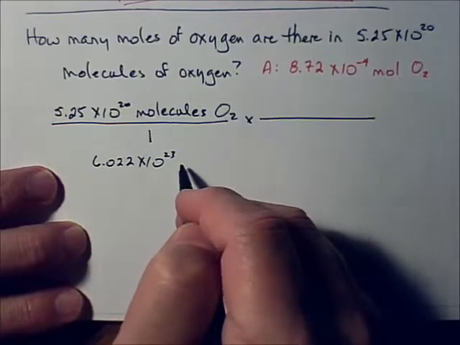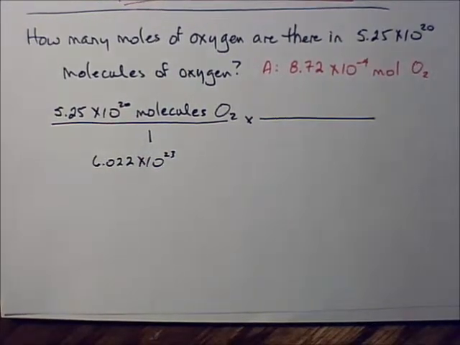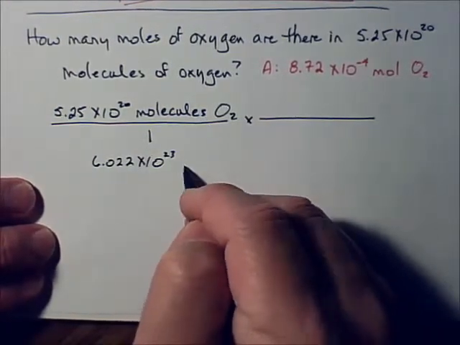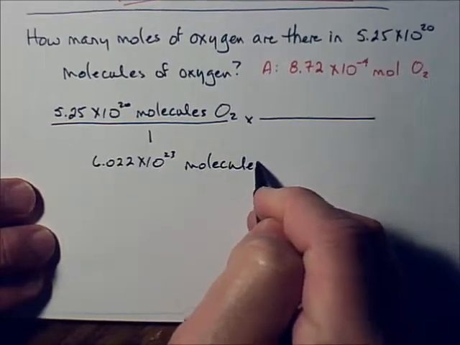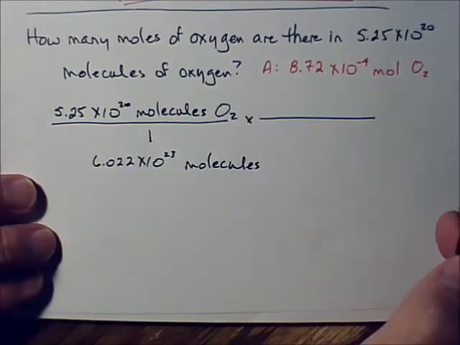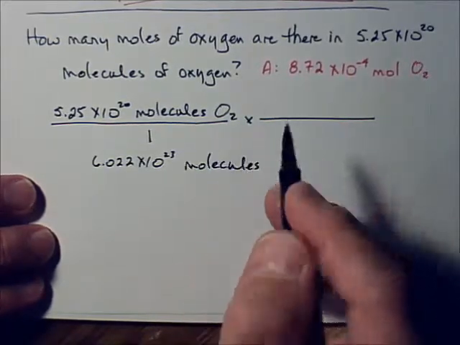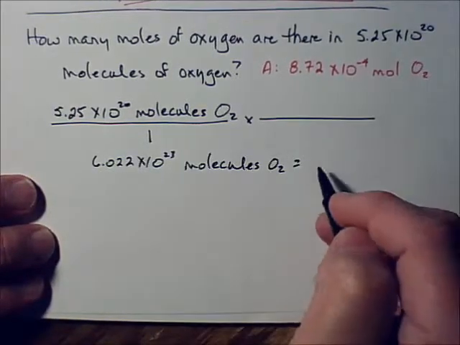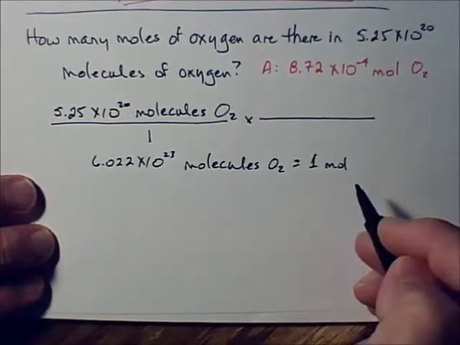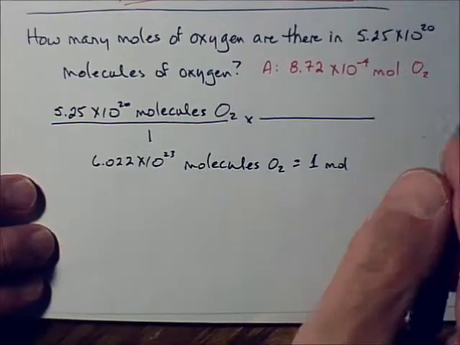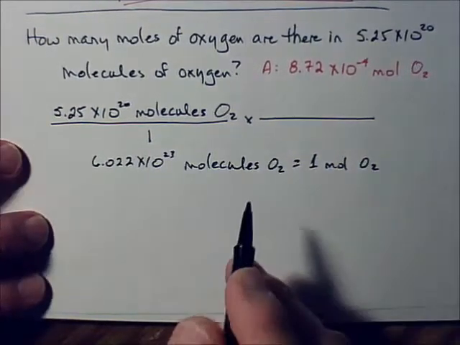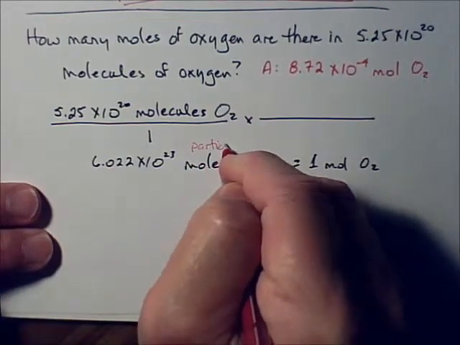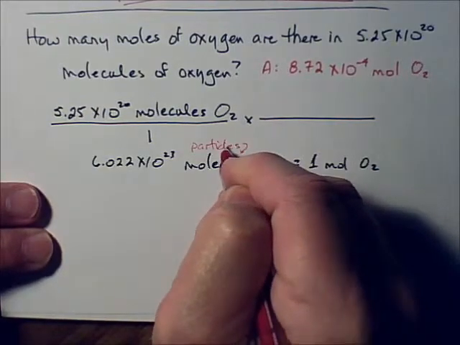Of what? Particles of something, right? What are the particles here? The particles are molecules. What is the thing? Oxygen, O2. Alright, equals what? 1 mole of that thing, which is O2 in this case. So, this is particles. In this case, the particles are a molecule, but particles can be a lot of things.